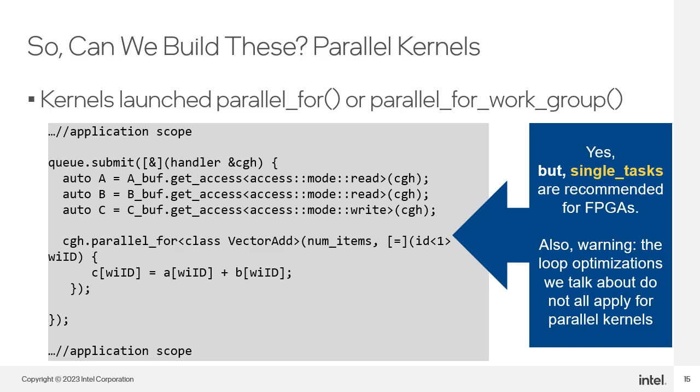We have repeatedly mentioned that single task kernels are ideal and recommended for FPGAs. A good question then is, can we build parallel kernels? That is, kernels launched with parallel_for or parallel_for workgroup? The answer is yes. FPGAs can build parallel kernels and provide correct results. However, loop optimization techniques may not apply to them. The kind of algorithms that FPGAs do well are best expressed in single task. For instance, carry loop dependencies are not easily expressed in parallel_for. If your design is easily expressed in parallel_for workgroup, then the GPU will be your preferred architecture.